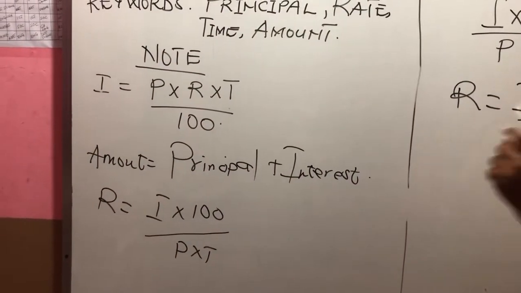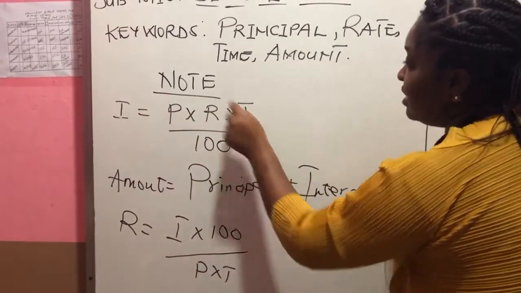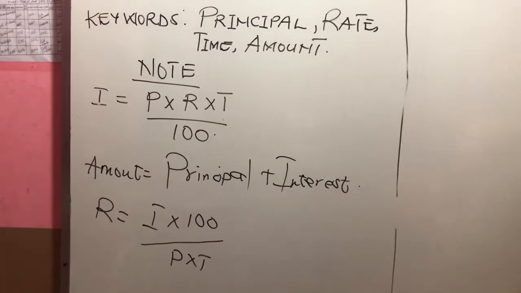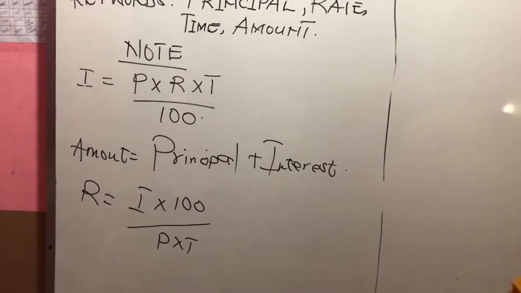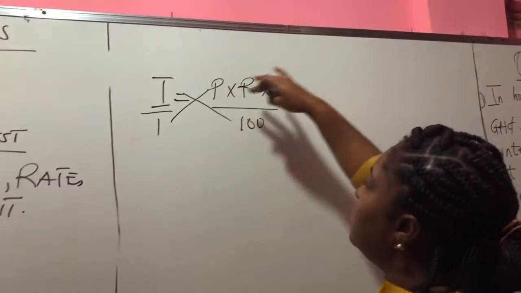So this time around what? We are making time the subject of the equation. So that means T must start the equation. So let's see how we do that too. So our formula still stands as what? Simple interest is equal to principal times rate times time all over 100.